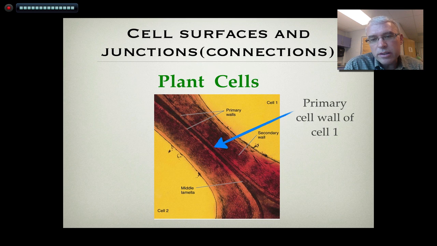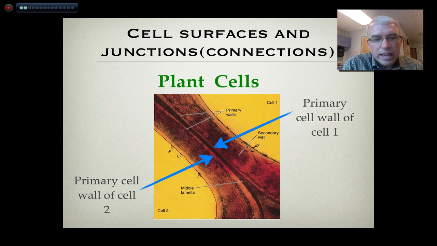There's the primary cell wall. Here you can see the primary cell wall of one cell to the right. We'll label that cell 1. And then the primary cell wall of cell 2 to the left here. And you can see how they come very close, but they don't touch. In between is an area called the middle lamella, which can be made of a material called pectin, which is very sticky, and it kind of glues the two primary cell walls together.